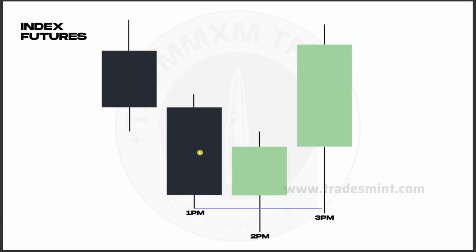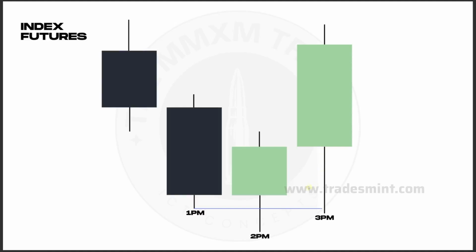Now for the PM session, the 2 p.m. candle, we want to be raiding that 1 p.m. candle's low, and then, important, we want to close inside of this one. We want to close inside of this candle. So we know we have that swing formation, and then the 3 p.m.